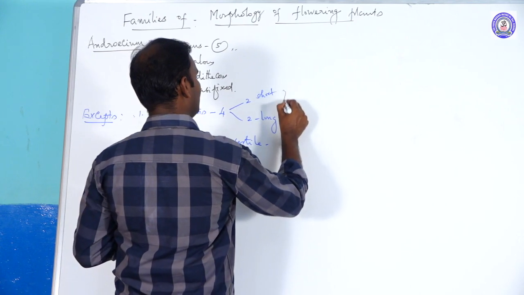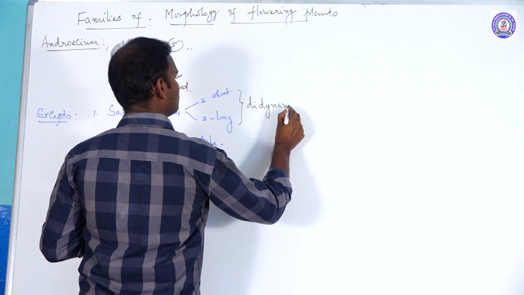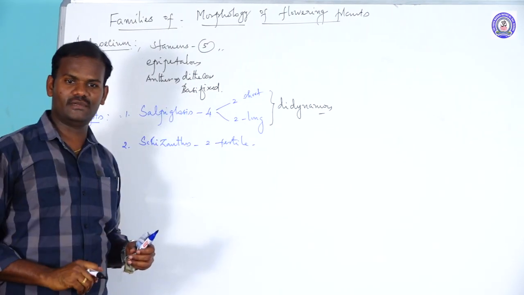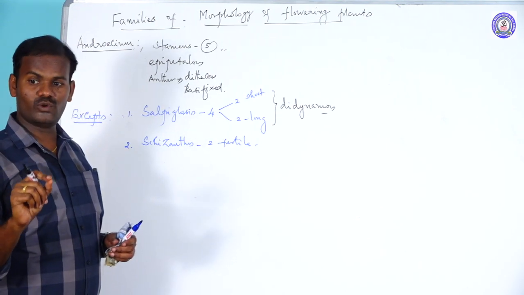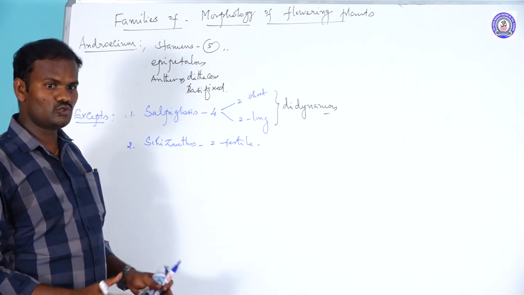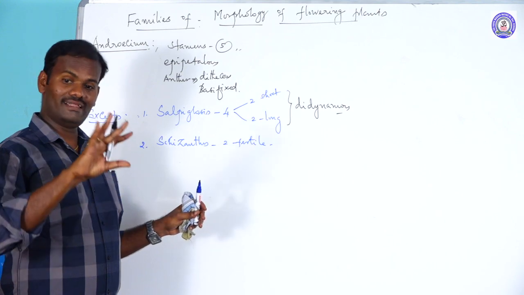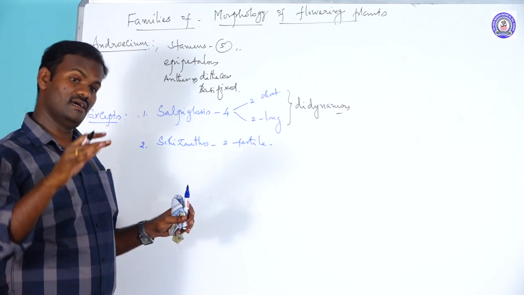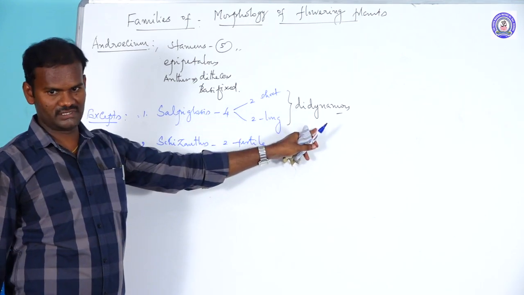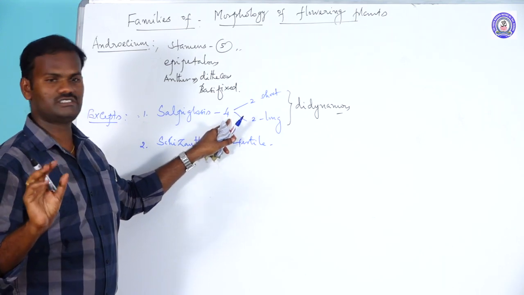These conditions are called didynamous. Based on the length of the stamens, there are 2 types: one is didynamous, another is tetradynamous. In didynamous, 2 stamens are short and 2 stamens are long. In tetradynamous, among the 6 stamens, 4 stamens are long and 2 stamens are short. But Solanaceae members show the didynamous condition. For example, Salpiglossis, where the total number of stamens is 4.